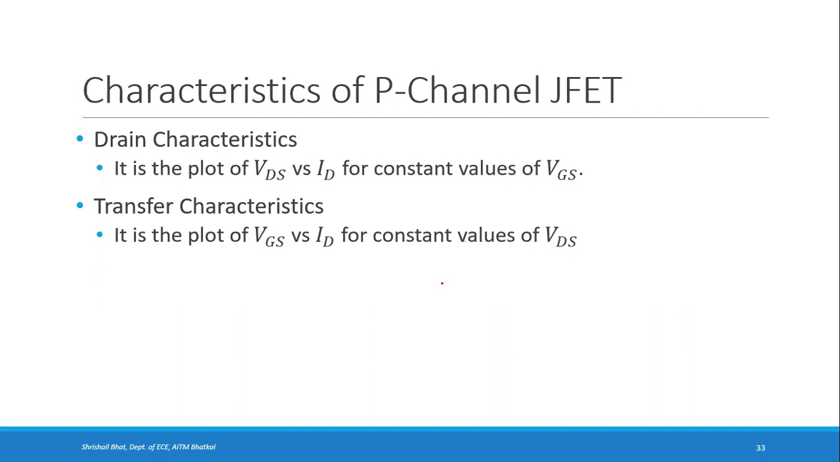Next, we will come to the characteristics of a P channel JFET. When it comes to P channel JFET, again we have the drain characteristics as well as the transfer characteristics. In drain characteristics, as we have seen, it is again the plot of VDS versus ID for constant values of VGS. But here you have to remember, in case of P channel JFET, VGS is positive, okay, and VDS is negative. And the transfer characteristics is a plot of VGS versus ID for constant value of VDS. It is similar, but the directions will be opposite.